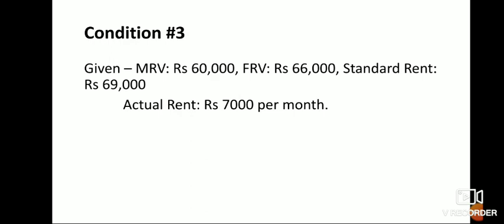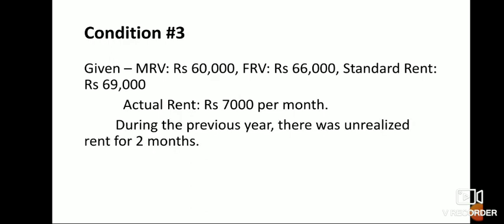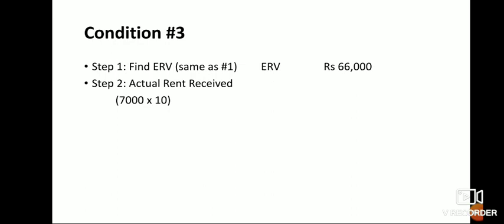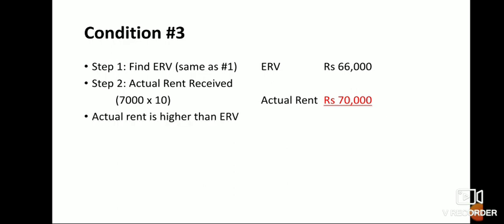This is the problem. Same conditions, only this condition is added. During the previous year there was unrealized rent for 2 months. This is your solution. ERV same as question 1, here we have 66,000. Actual rent received is 7,000 into 10 because we did not receive the rent for 2 months. So actual rent is 70,000. Actual rent is higher than ERV, so your annual rental value will be 70,000. I hope that's clear.